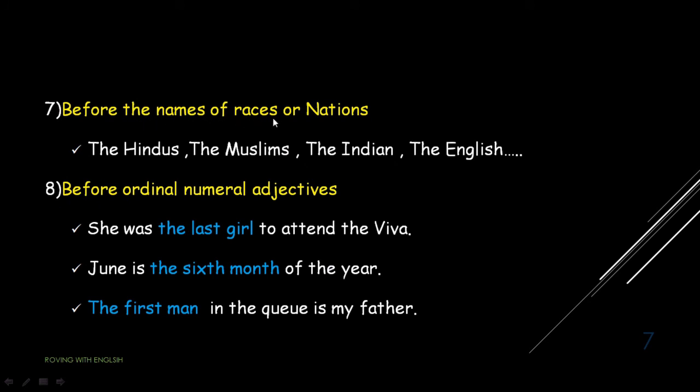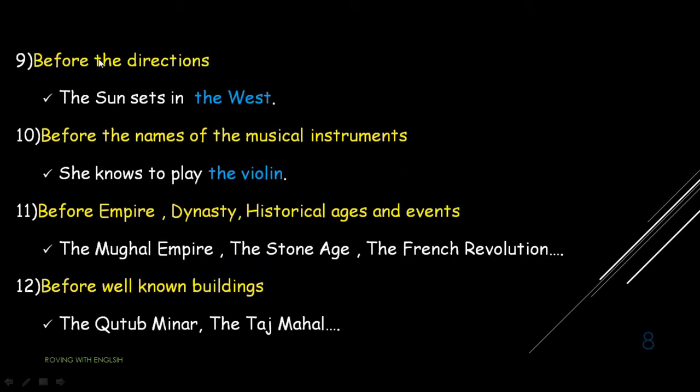Before the names of races or nations: the Hindus, the Muslims, the Indian, the English. Before ordinal numeral adjectives: she was the last girl to attend the viva. June is the sixth month of the year. The first man in the queue is my father. We've already discussed that a definite article points out things. So she was the last girl. June is the sixth month. The first man. We are pointing out actually.